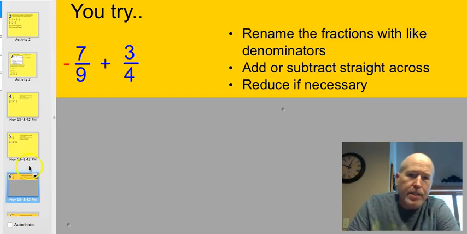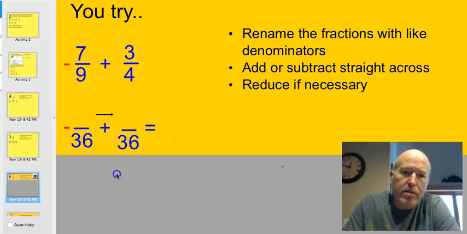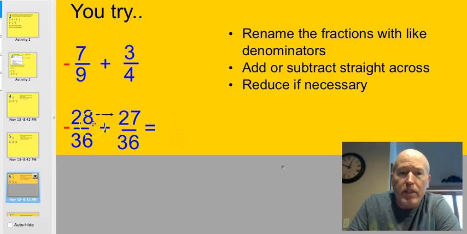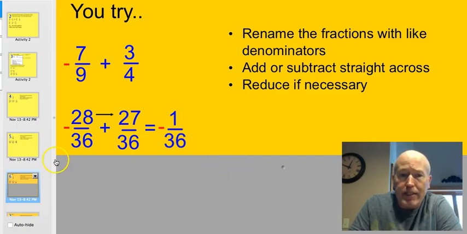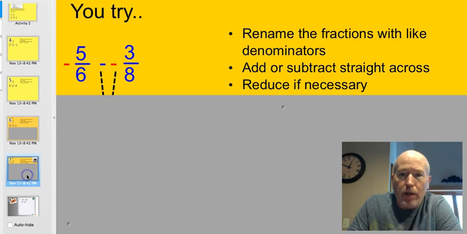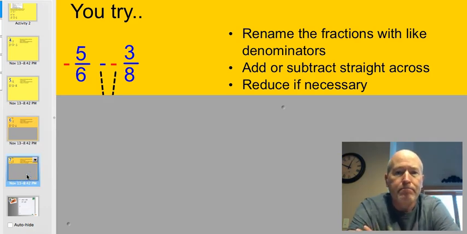All right, did you rename those fractions? I renamed them as negative 28/36 plus 27/36. Well, negative 28 plus 27, I'm still going to have a negative 1/36 there. All right, well, we got that one right. Try this guy right here.